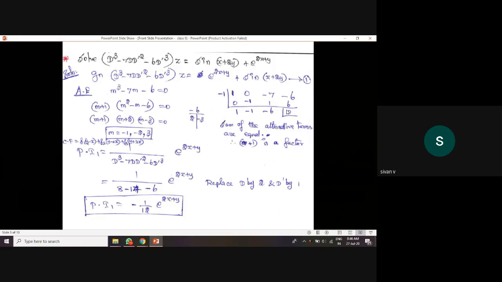If the remainder is 0, this minus 1 is a root. If the remainder is not 0, change the root. This method is called trial and error. This is the synthetic method, synthetic division. Adopting this method, you can write the roots as m equals minus 1, minus 2, minus 3. Students, any one of you please respond. Are the roots equal or unequal?